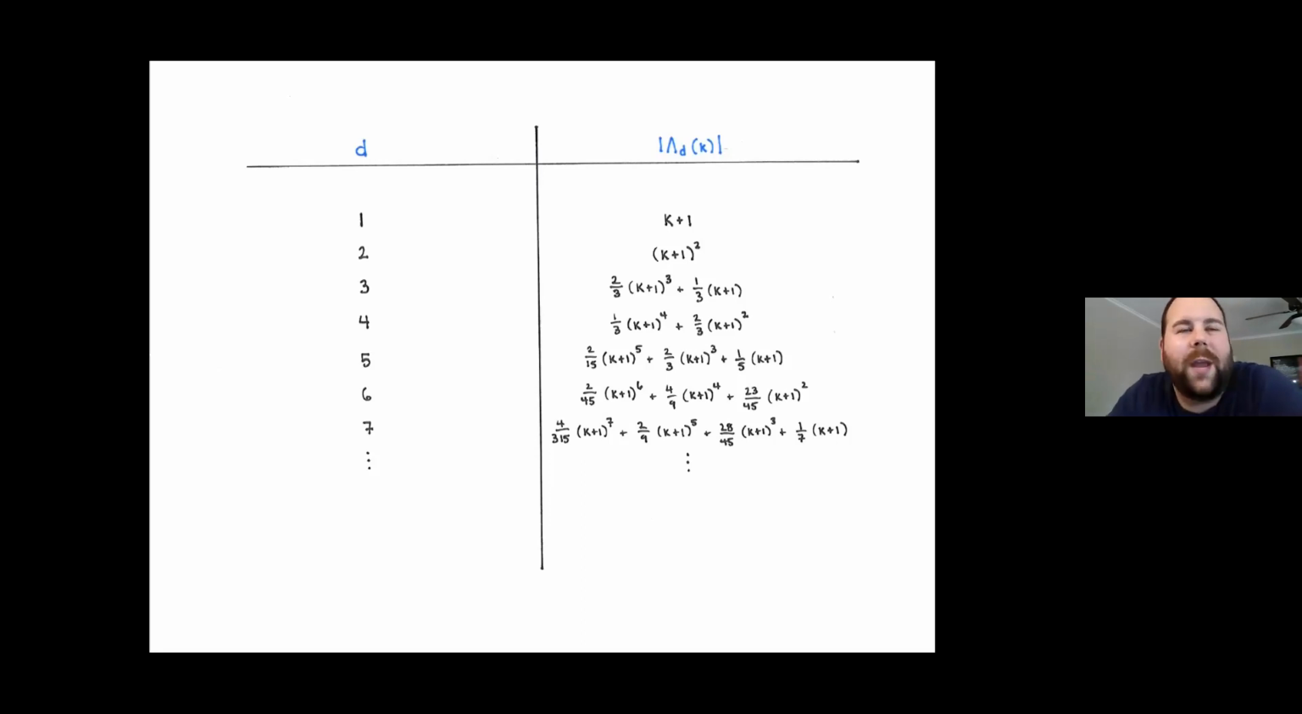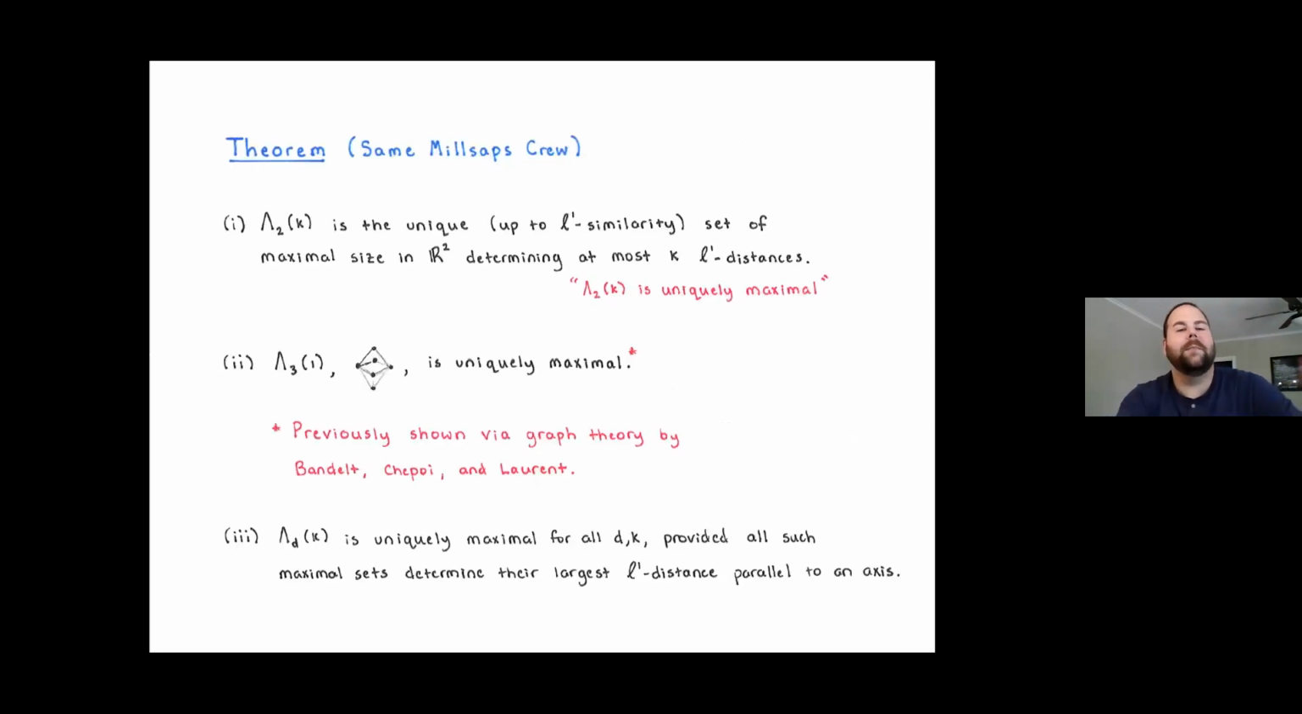But were we actually able to prove that? The answer is kinda. We were able to prove some stuff. So same Millsaps group. Dimension 2, it's all good, like we said, based on that equivalence with the L infinity norm and that induction argument. In dimension 3, it does work for a single distance. So if you have a single L1 distance, this 6-point configuration is the best that you can do.